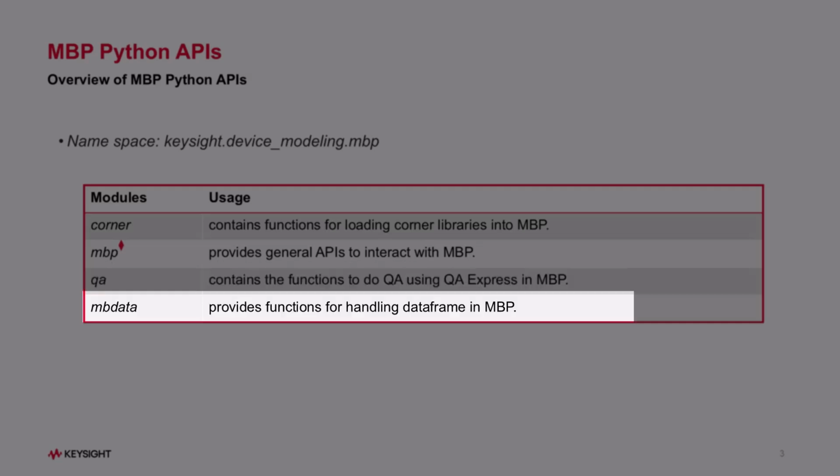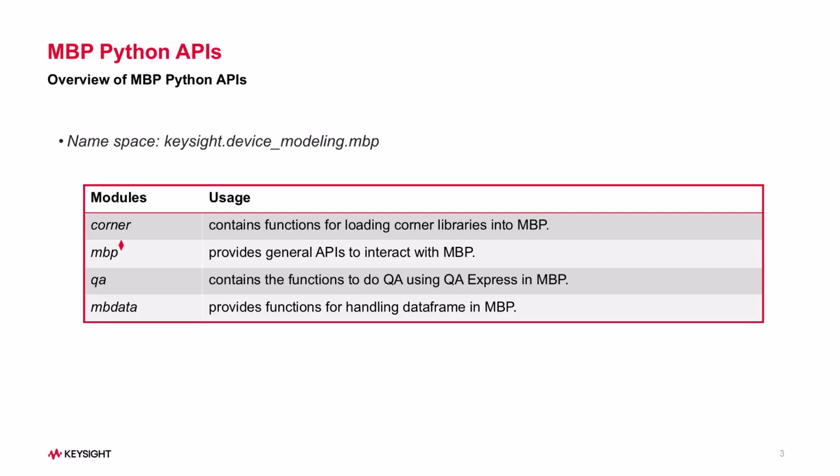The MB data module. This module offers functions for handling data frames in MBP. Data processing is crucial in device modeling process, as it enables us to analyze various device characteristics with processed data to achieve an accurate model. We will provide more information about data frame in the next tutorial video. Next, let's discuss these Python APIs in more detail.